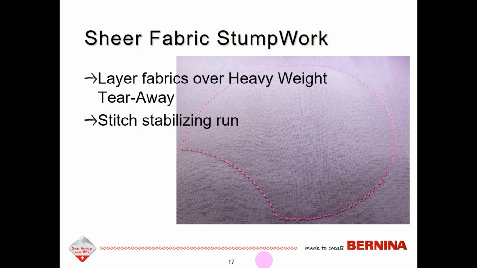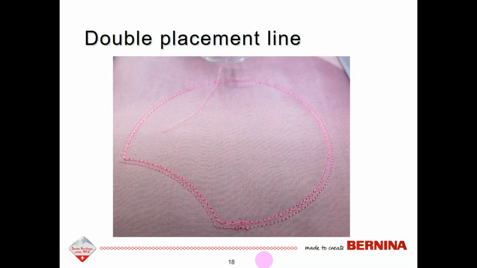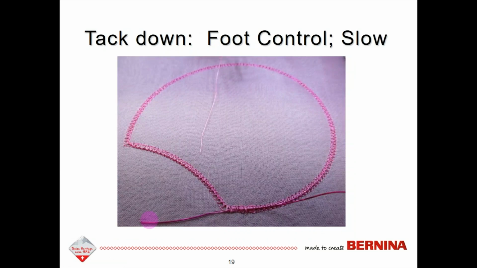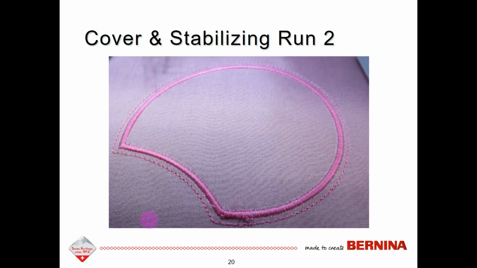So the stabilizing run stitches first, then the double placement line, and you can see this a little bit clearer, how much room is between those 2 lines. The zigzag stitch is going to come over the 2 placement lines. So for the tack down again, I'll use the foot control, slow down my speed, and then trim with the wire cutters, and the cover stitch is done next, and the stabilizing run.